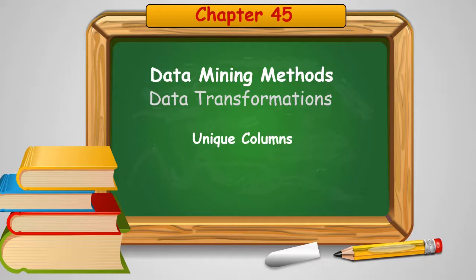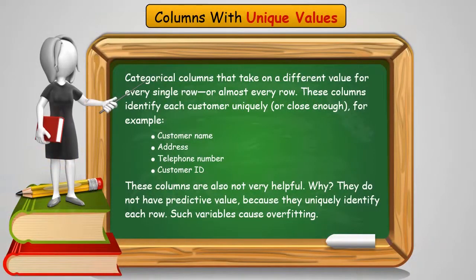In this next section of the class, we're going to talk about data transformations. And to begin with, I want to address the concept of unique columns. Unique columns are those that take on a different value for every single row, or at least nearly every single row. And these columns identify things like a customer ID, something that would uniquely identify them. So, for example, customer name, address, telephone number, customer ID.